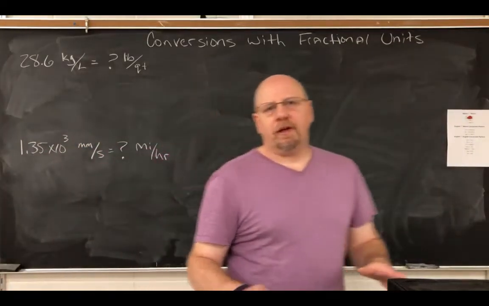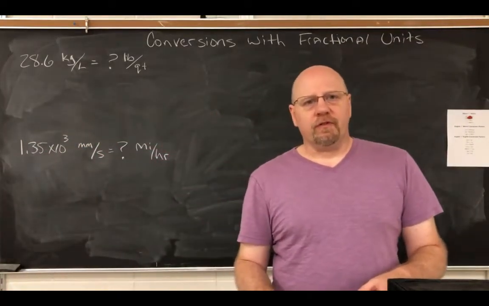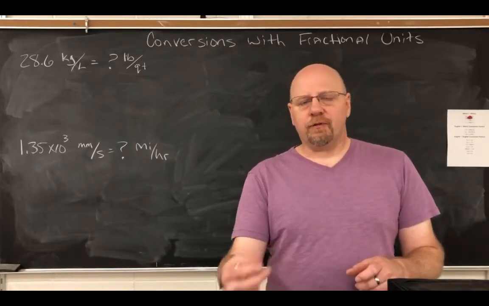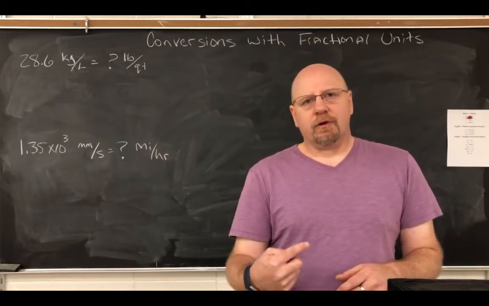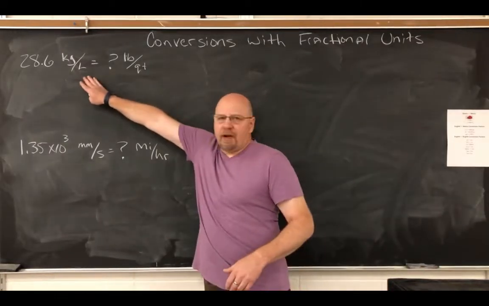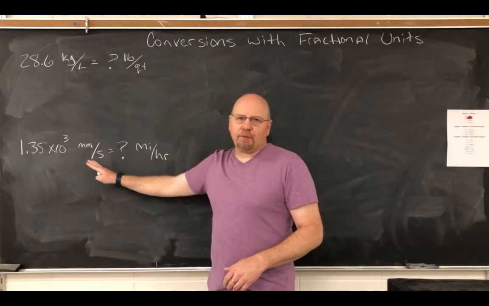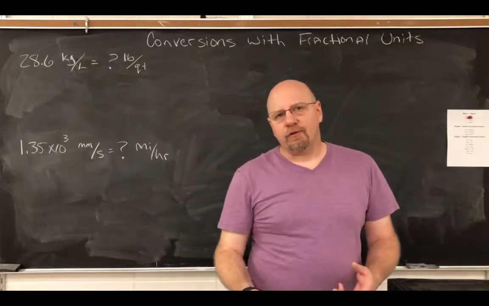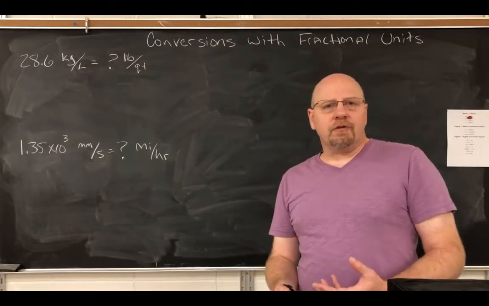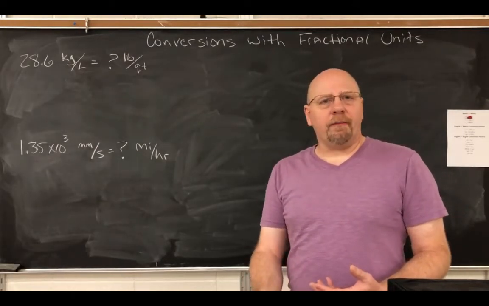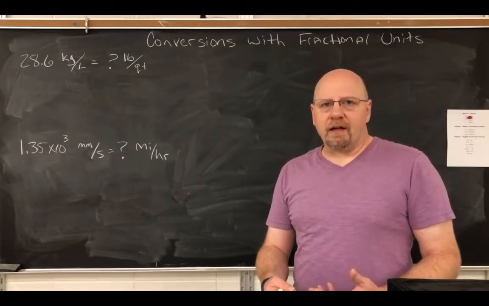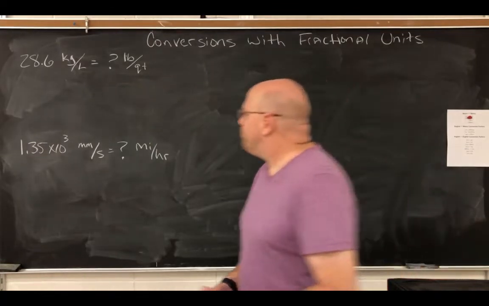Okay, so yesterday you looked at doing conversions, but those conversions just had one unit being converted to another. In this case, we're going to look at a fractional unit, something like kilograms per liter or millimeters per second. We're going to see how to make the conversions for these. The basic principles are all the same. There's nothing really new here, except we have a unit on the bottom, so part of this is going to be a little bit upside down from what we looked at yesterday. So let's get started.